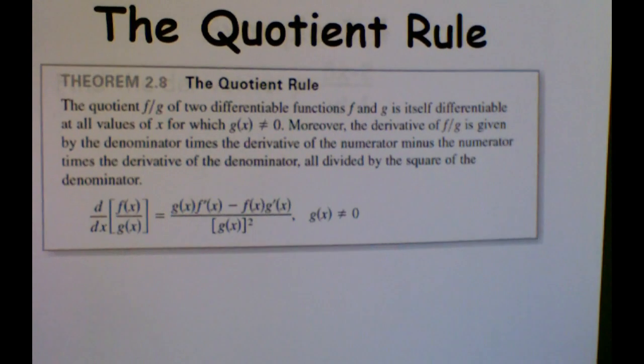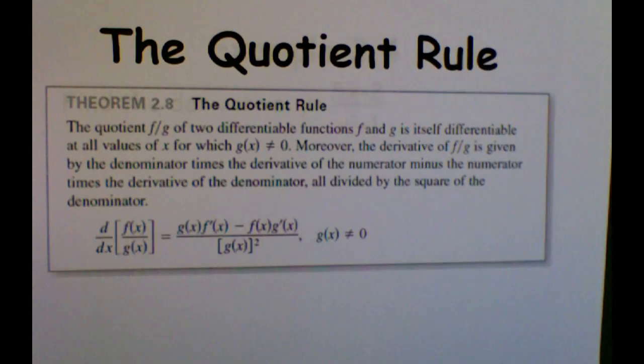All right, so we're going to keep going here into the quotient rule. The quotient rule is if I'm dividing two functions. The function f divided by g, of two differentiable functions f and g, is also differentiable at all values of x as long as the denominator is not 0. Moreover, the derivative of f over g is given by the denominator times the derivative of the numerator minus the numerator times the derivative of the denominator, all divided by the square of the denominator.